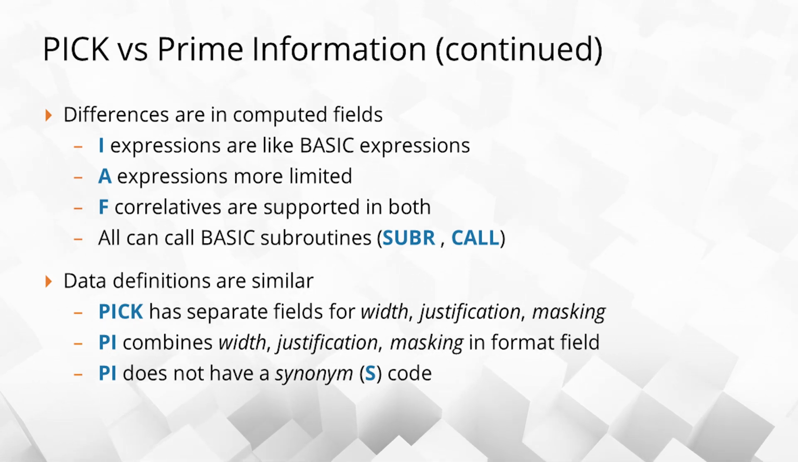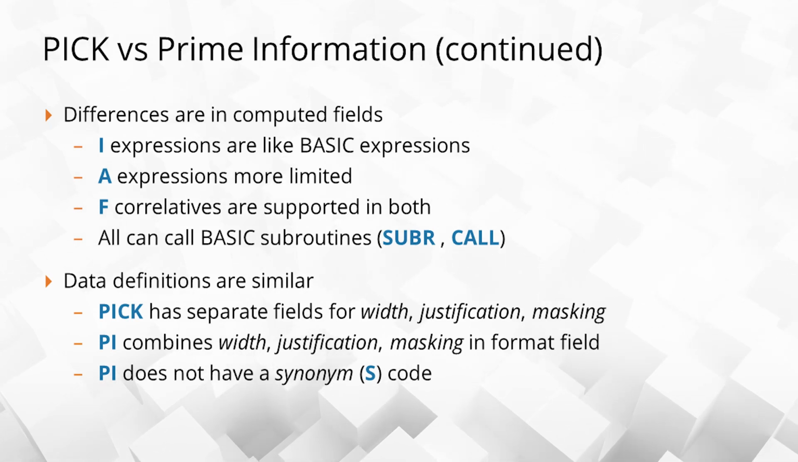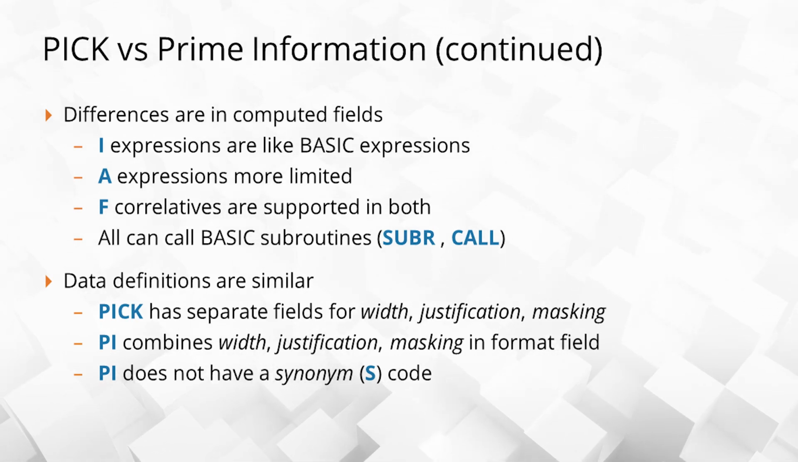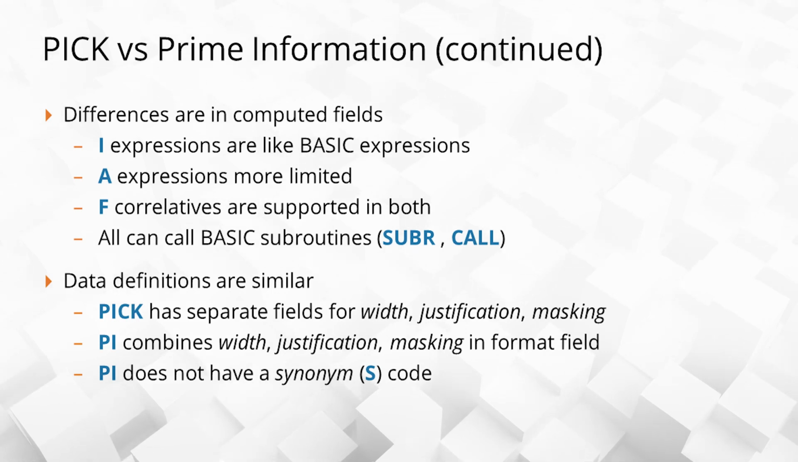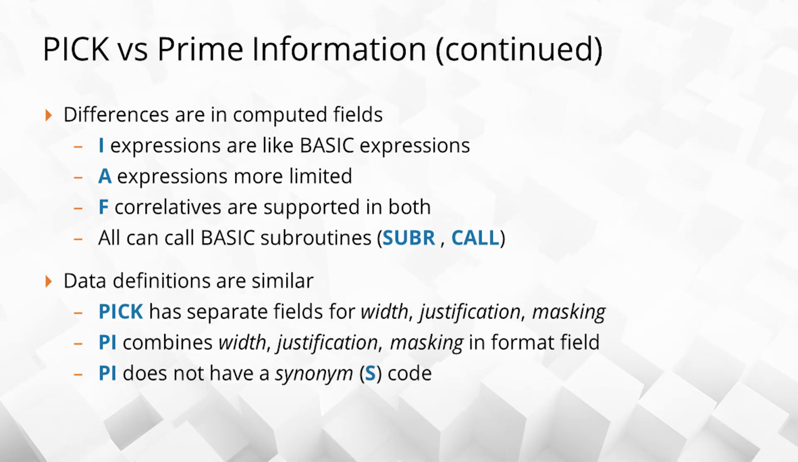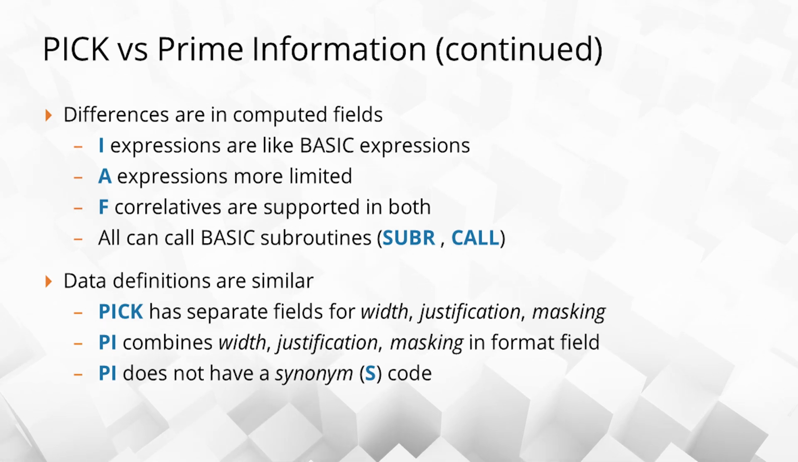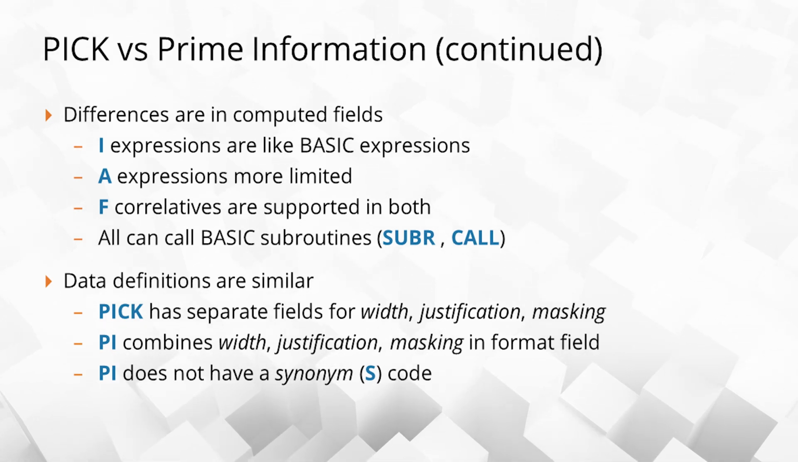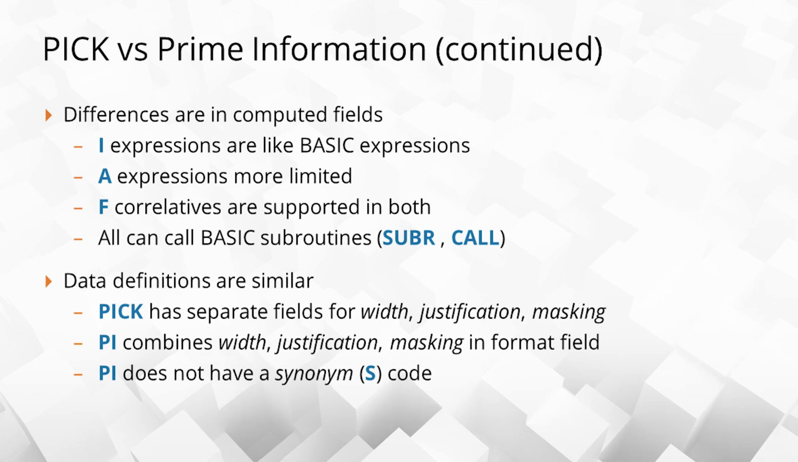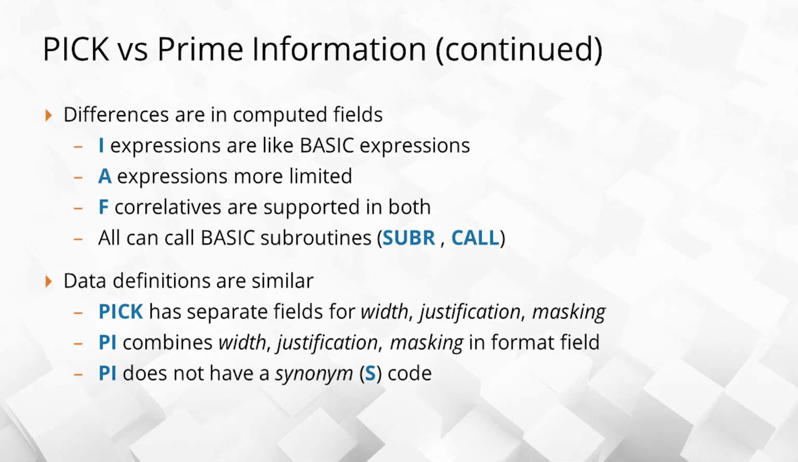When you write an A type and use it, it actually compiles down into an F type when it runs, so it doesn't really matter. You don't need to use F types. They're really hard to understand, and they're much harder to read, but they do exist, so I just had to mention them. Finally, all of the PICK or Prime Information style dictionaries can use a basic subroutine call to do the computation in the field.